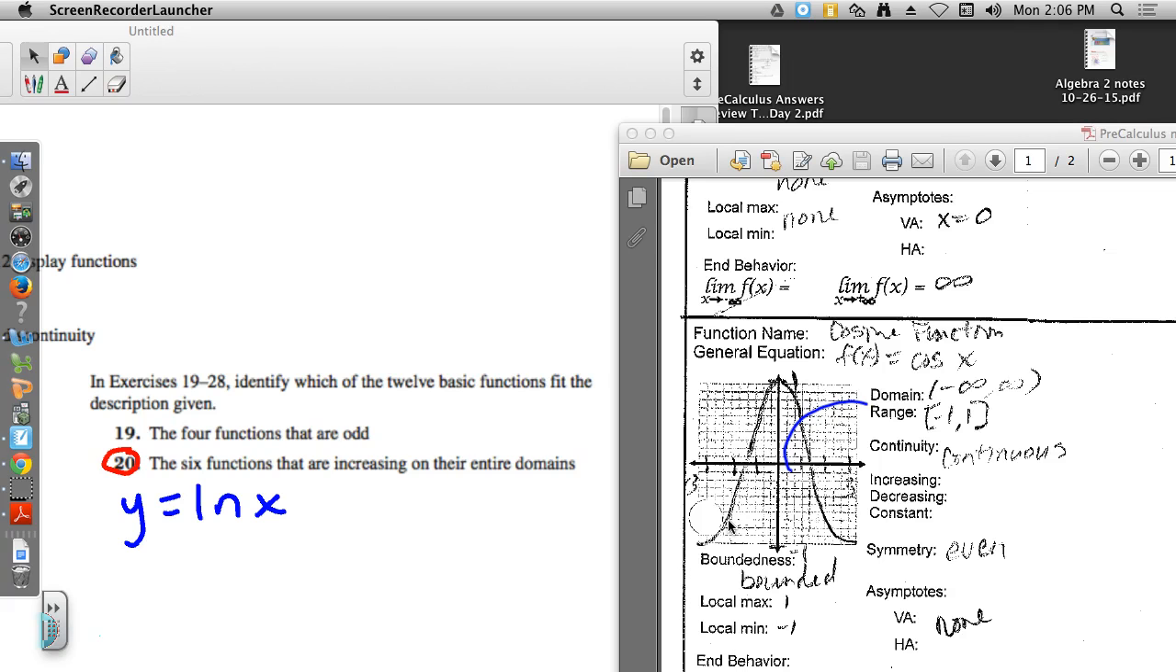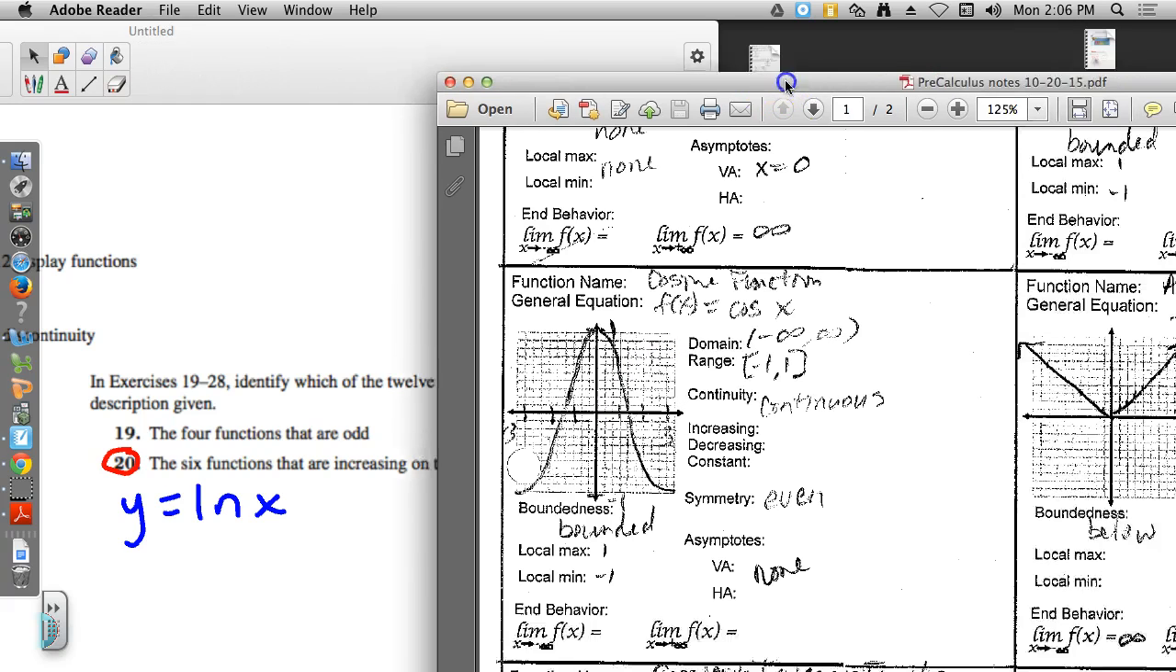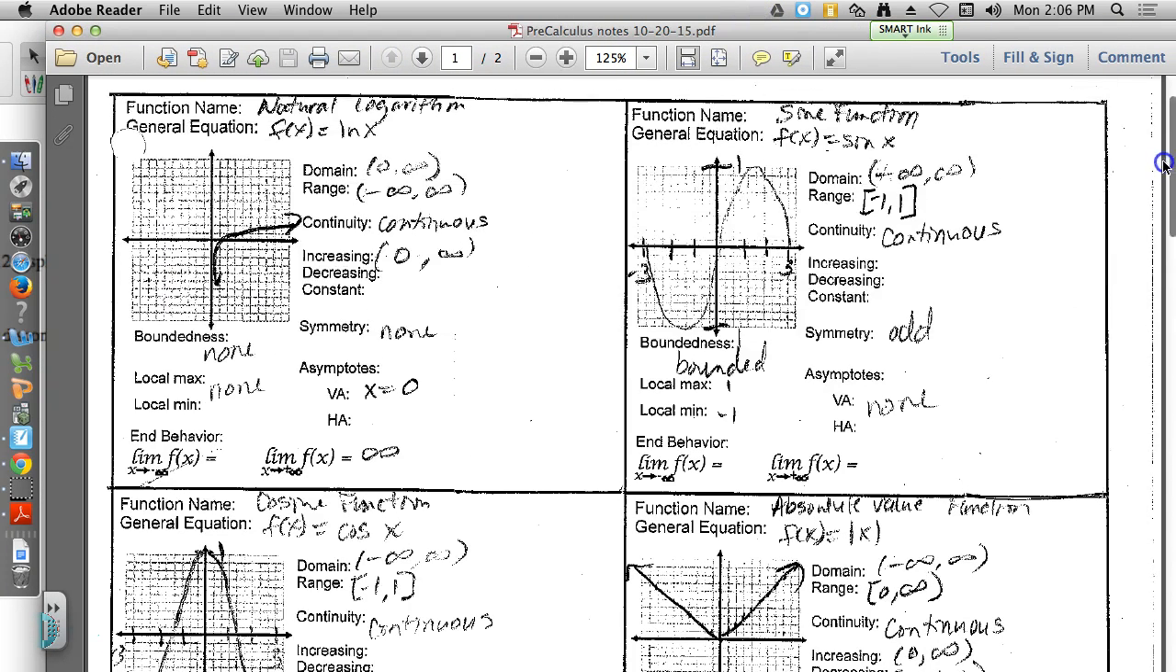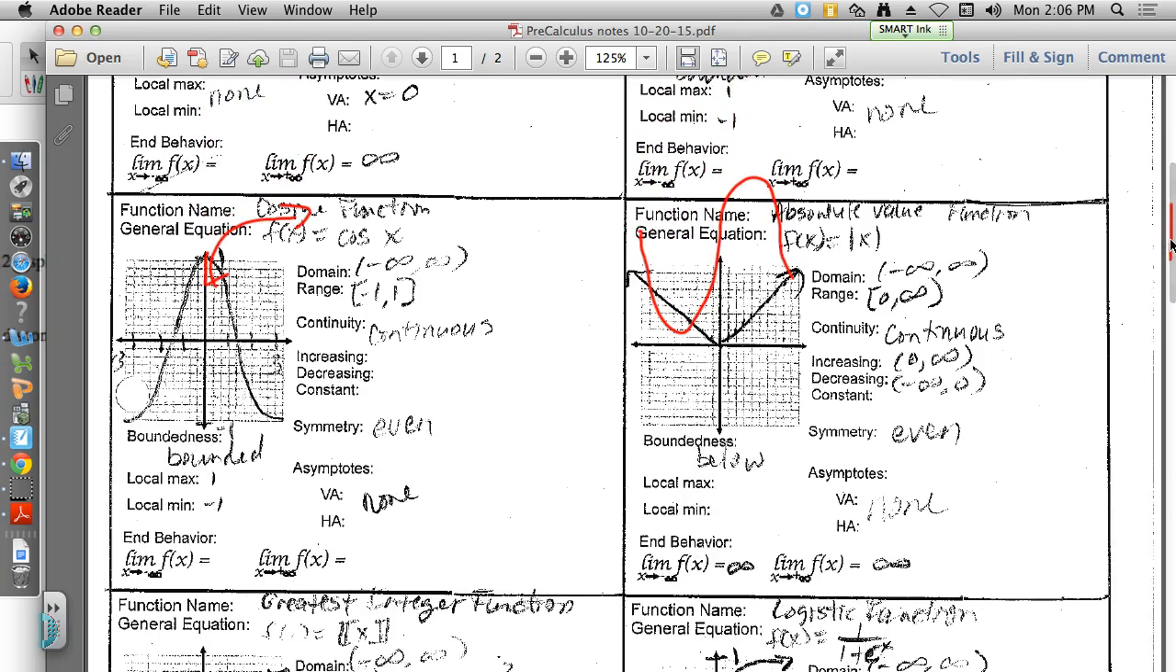All right, so what we could see is with the natural logarithm function, getting really hard to get the smartboard to behave itself with all of these graphics going at one time here. With the natural log function, we definitely are increasing. So we'll go back and write that down in a little bit. Sine function, no. Down, then up, down, then up. Cosine function, for the same reason, will be a no. Up and down. Absolute value, down, then up. So that is a no.